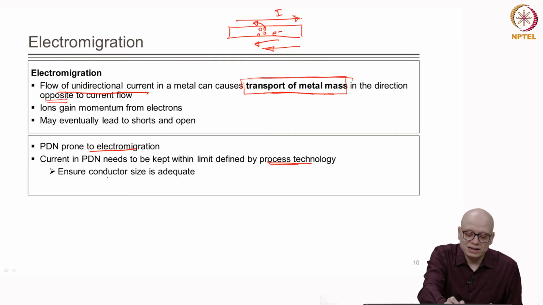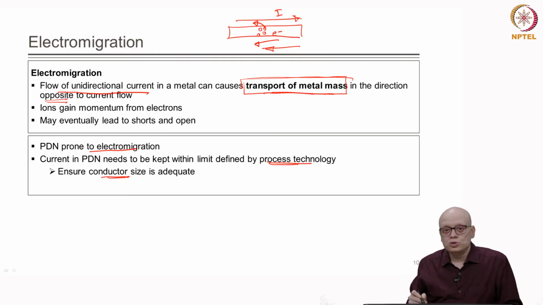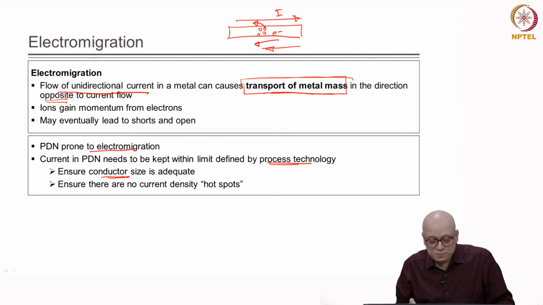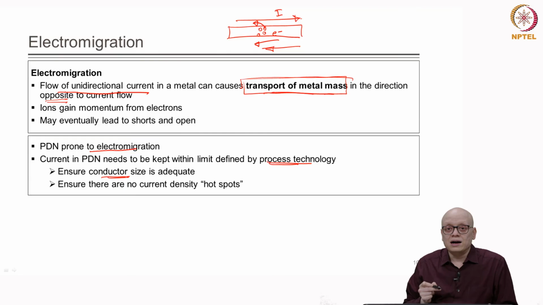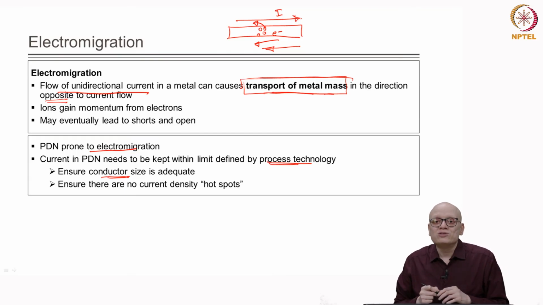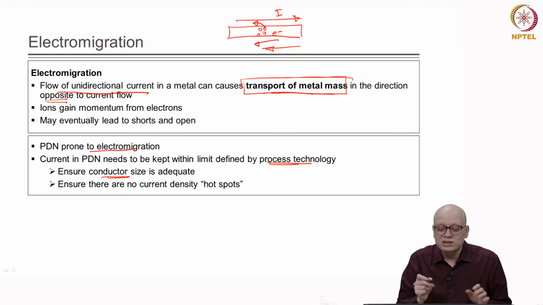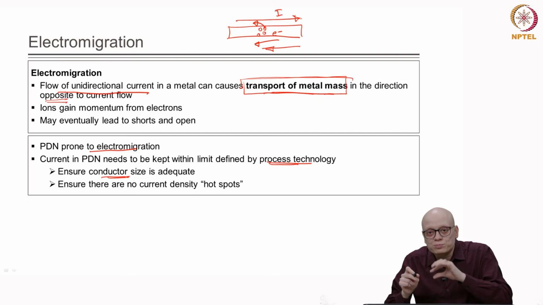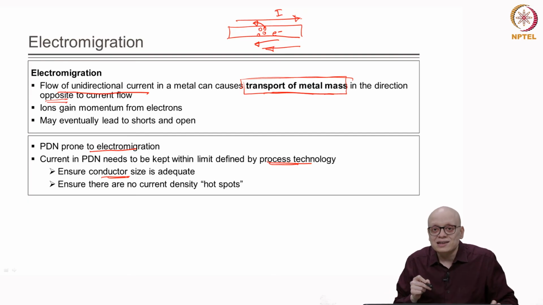For example, we can increase the size of the conductor to ameliorate or decrease the effect of electromigration, or we can run tools which report problems of electromigration, and they show where there are current hotspots. If there are current hotspots, then probably we can resize the conductor or take some other measures to fix the electromigration problem.